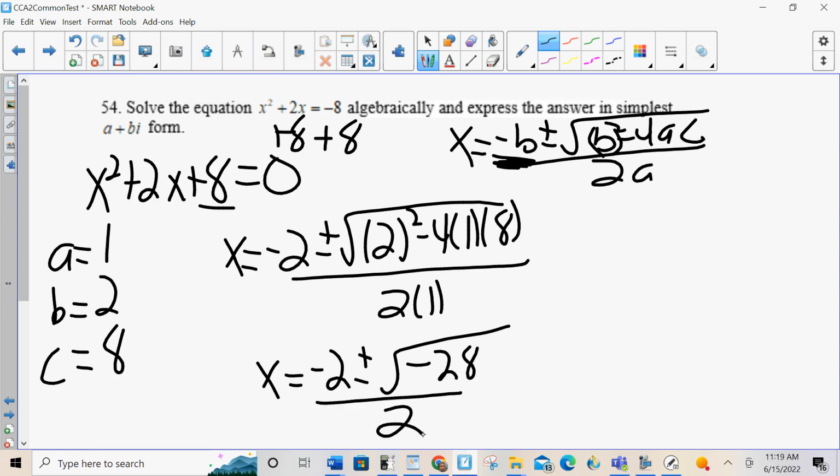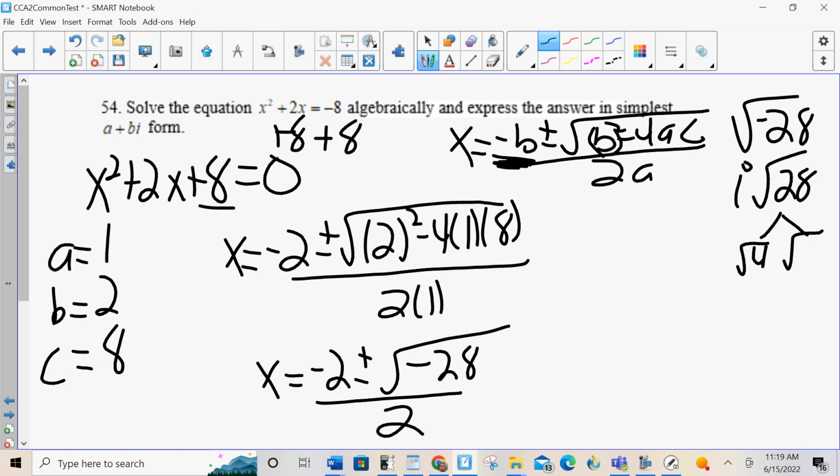And now this is where students tend to get messed up. Next step, off to the side, reduce the radical. Negative inside the radical becomes an i. And then to reduce it, I want to break it down to my perfect squares and non-perfect squares. Perfect square goes first. 4 is a perfect square that goes into 28. It gives me 2i radical 7.